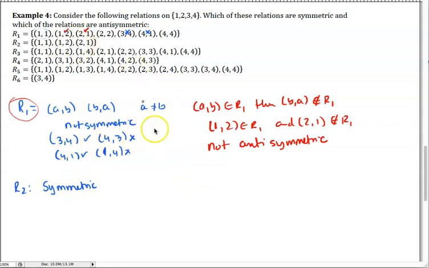Okay, let's look at the anti-symmetry. So this is not anti-symmetric because it breaks the rule. The anti-symmetry says that if AB is in R, then BA cannot be in R, and this breaks it. This pair right here breaks the anti-symmetry. So this is not anti-symmetric.